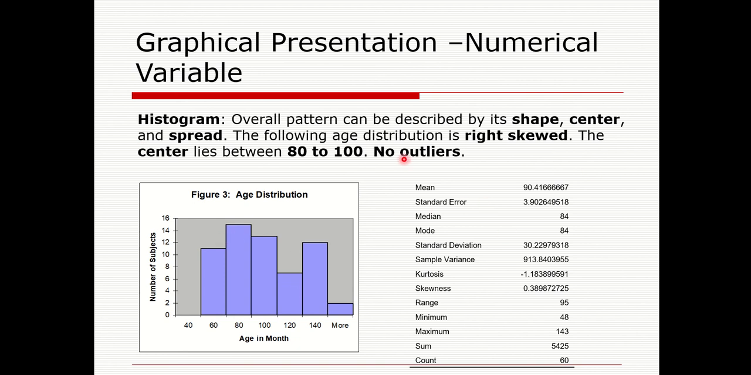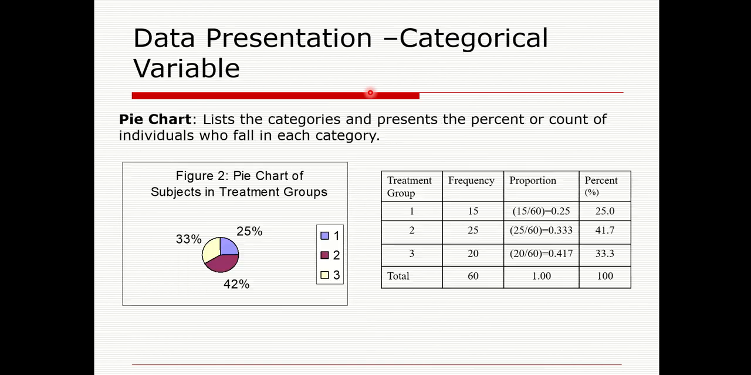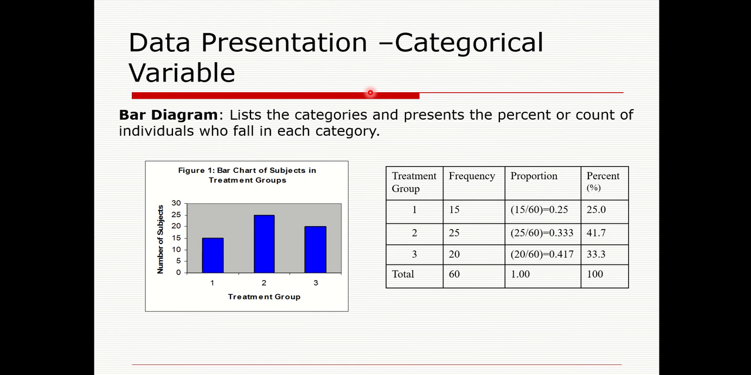Yes, and here we have no outliers. These are the statistics here. Now, this is a box plot, okay? These are graphical representations. We have seen mainly, now here we have seen a bar diagram.